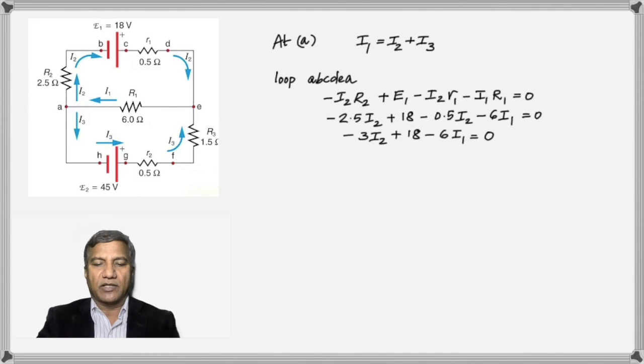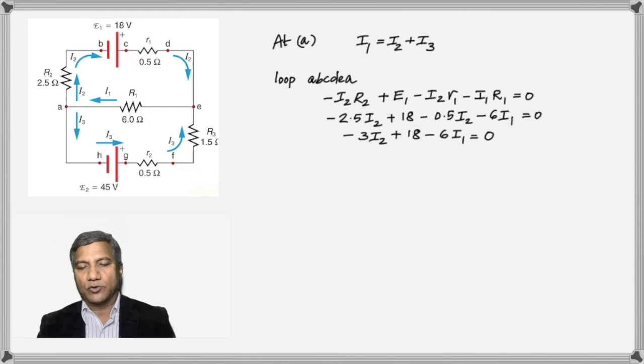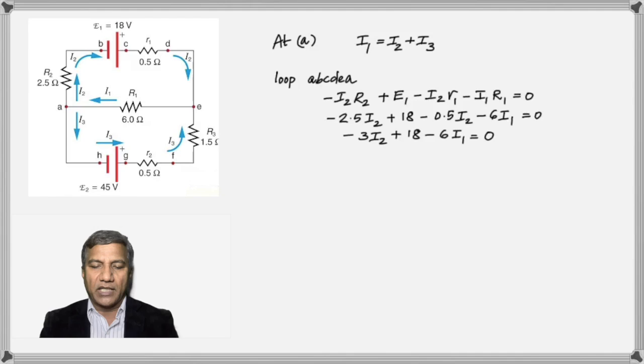And then we see that there are two I2s. You see negative 2.5 I2 and you see negative 0.5 I2. You combine them to get negative 3 I2. So that's how we get that equation: negative 3 I2 plus 18 minus 6 I1 is equal to 0.